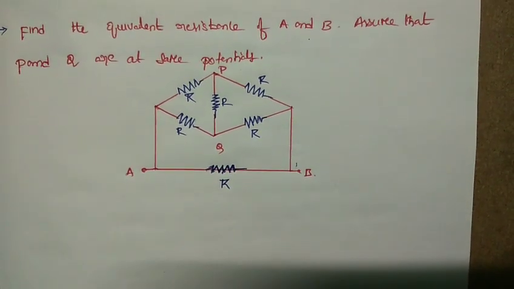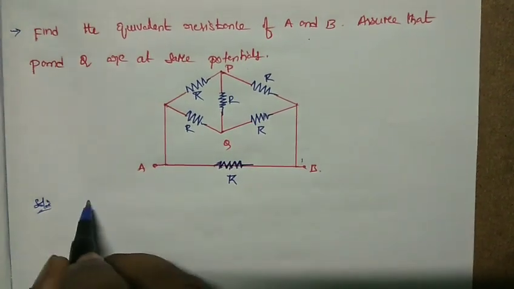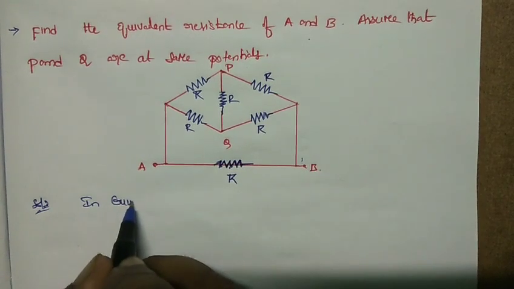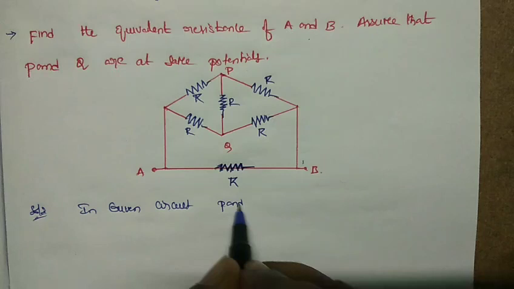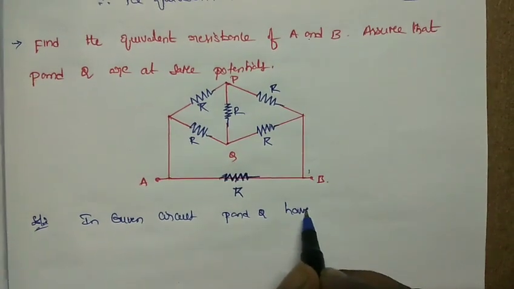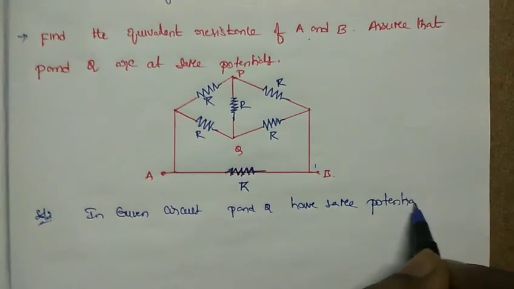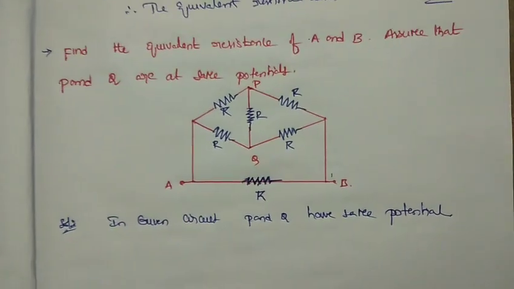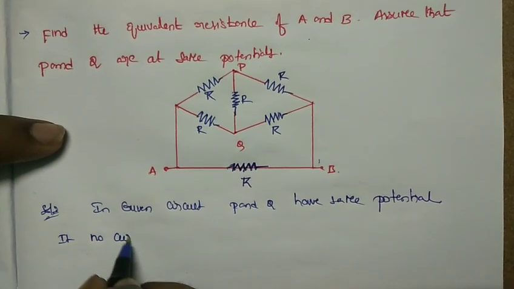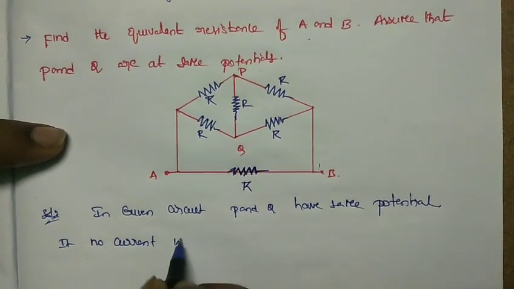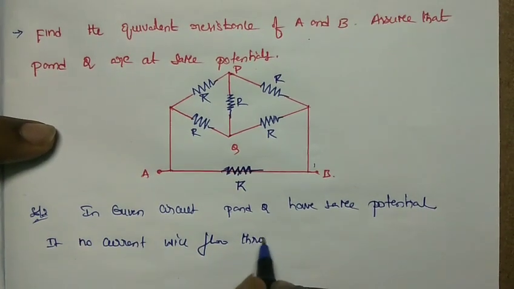So we can get here, in the given circuit, P and Q have the same potential. So here potential is nothing but voltage. So it means no current will flow through the resistance.